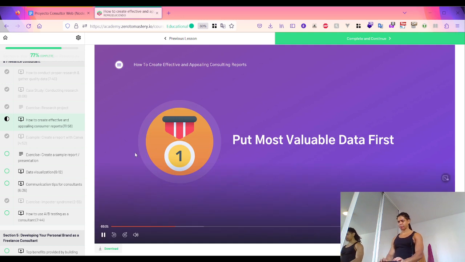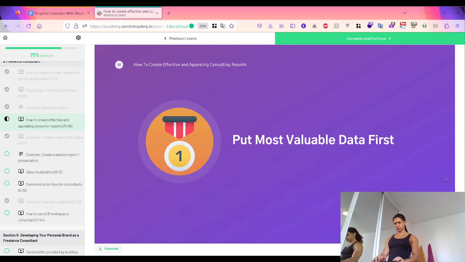Nobody wants to sit through an entire presentation just to get to the final page, which actually has all of the good stuff on it. You need to lay the groundwork first, present the most value.